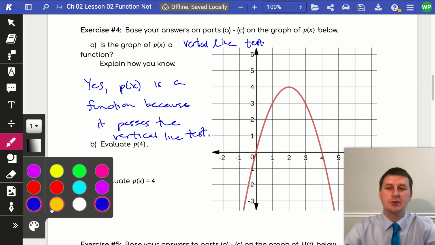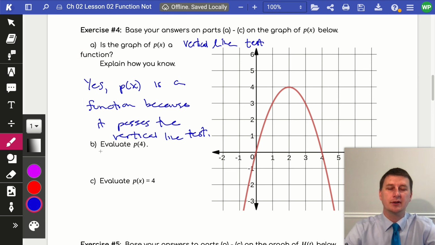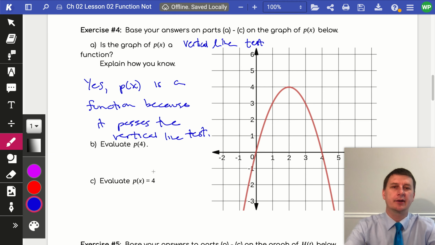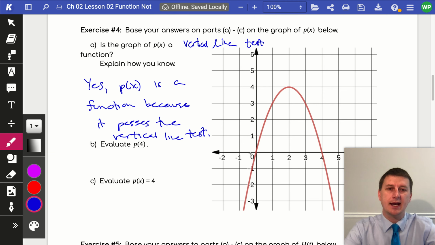So now that we have established that this graph is a function, we want to evaluate p of 4. Now to evaluate a function that is a graph, again, remember that p of 4, the 4 is the x value, and we know where x values are located on a graph. And that would be on the x-axis. So we're going to go to 4 on the x-axis and see where our graph hits the x value of 4.